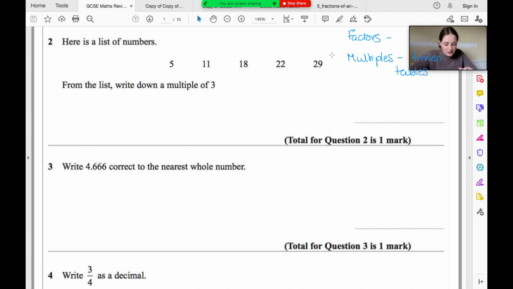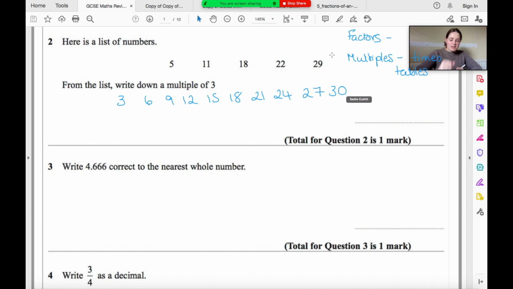In this case, it's saying write down the multiples of 3. So to help you, if you forget, or you can't see straight away what's in the 3 times table, we're going to write out the 3 times table. So we've got 3, 6, 9, 12, 15, 18, 21, 24, 27 and 30. Now, you've just got to look at your list of multiples and see which ones match the numbers in the list. And as we can see, 18 is in both of those. So that would be your answer to that question.